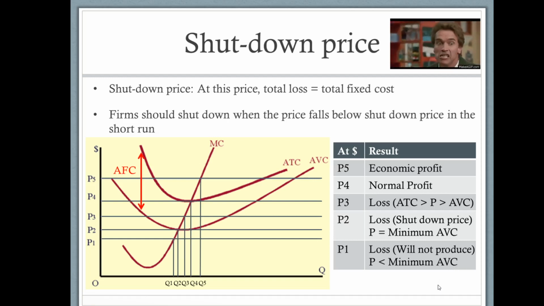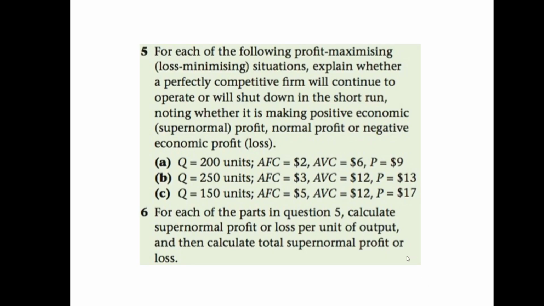So let's do an exercise right now. For this exercise, you have questions 5 and 6. You can actually finish both of them at the same time. The question is very simple: when you look at figures A, B, C, give me the answer whether they should continue producing or shut it down, and prove why they should continue or why they should shut down.